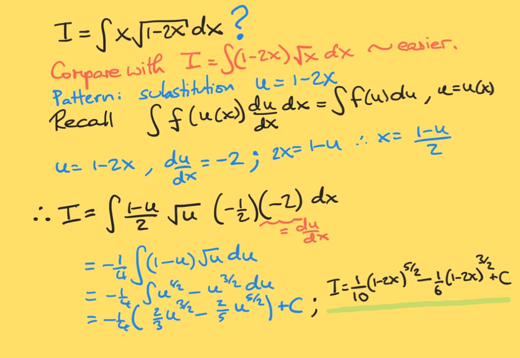And then these were two straightforward integrals, and at the end we replace the u's by 1 minus 2x, and this is our result. On the next slide I'll verify this by differentiating it and showing we obtain this. If you haven't done that already, have a go at it before looking at the rest of the video.